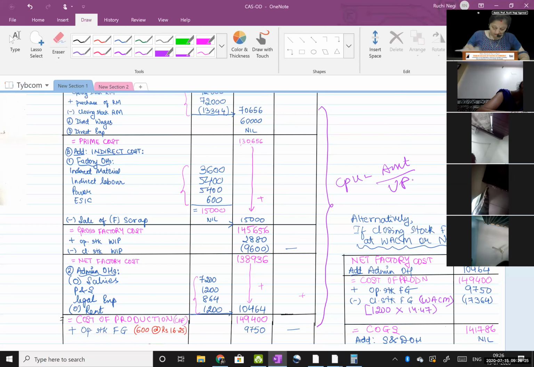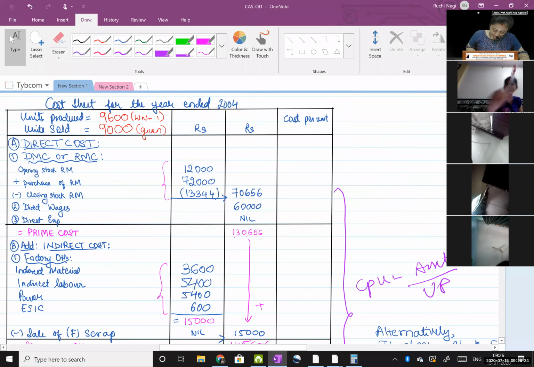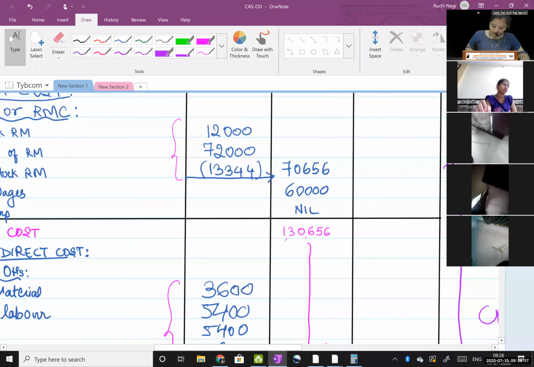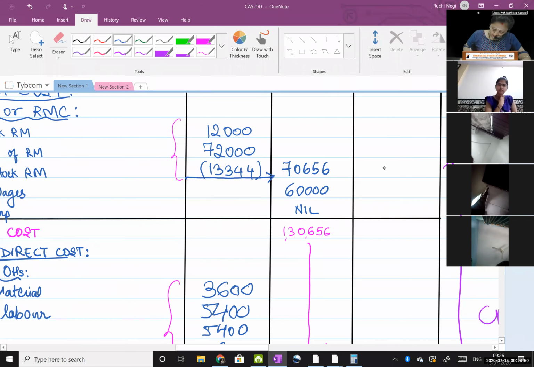Okay, clear? So let us start. Just remember this concept in mind, and now we will do the calculation of units produced. My first is raw material. How much is raw material? 7656 divided by 9600 units produced we calculated, right? 7.36. So write the answer. 7.36. Clear?